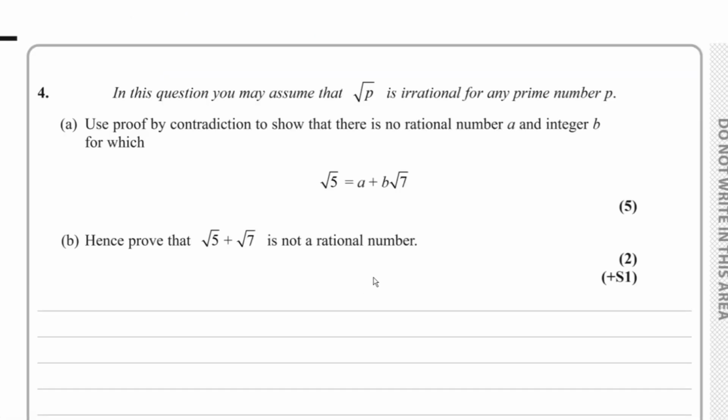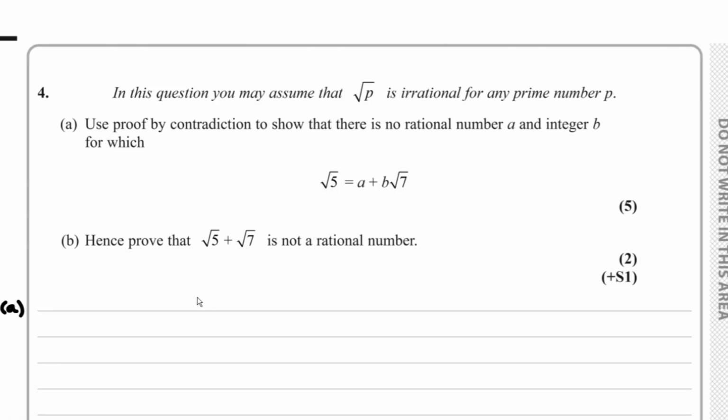Question number 4. In this question, you may assume that root p is irrational for any prime number p. Part A. Use proof by contradiction to show that there is no rational number a and integer b for which root 5 equals a plus b root 7.